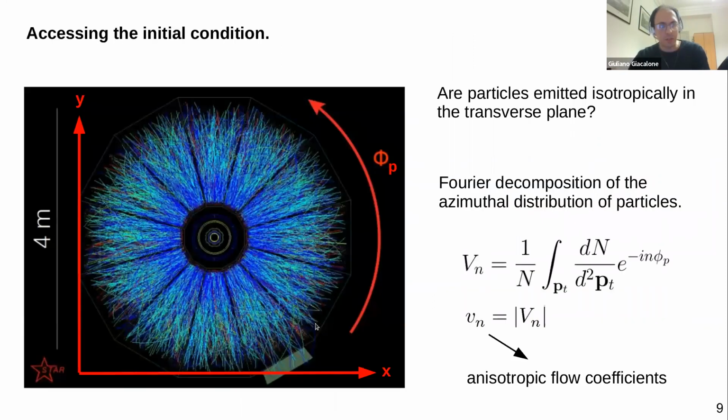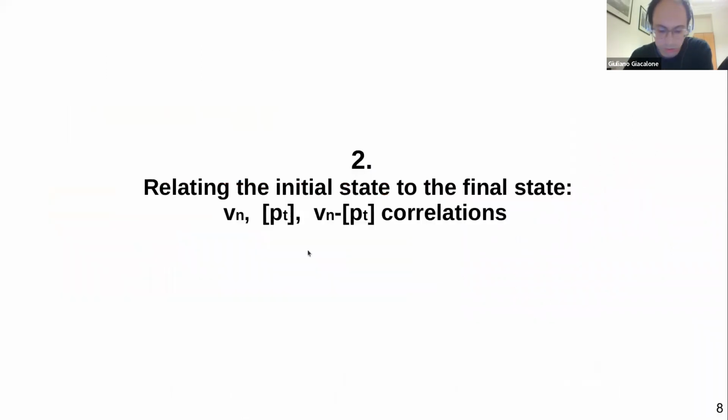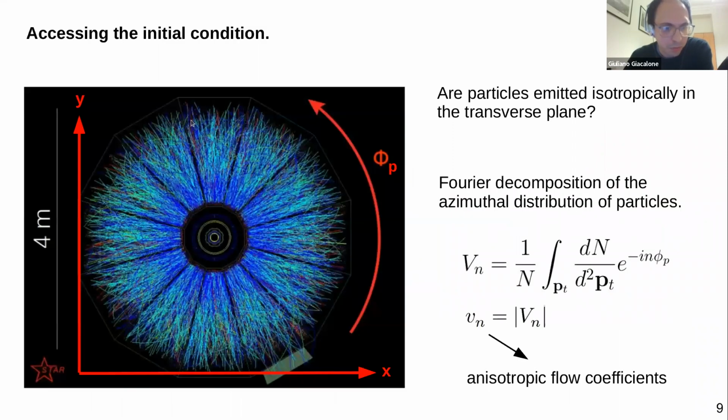So how do you do this? First of all, I will discuss flow coefficients. Again, the idea is that you have a lot of hadrons which are recorded in a collision event. The question that you want to answer is, is this distribution along phi isotropic? This is something that, of course, you don't see much from just one event, one picture. If you do a careful study, you can extract the Fourier harmonics of the azimuthal distribution. These are called anisotropic flow coefficients, and this is an important observable in the study of the QGP.